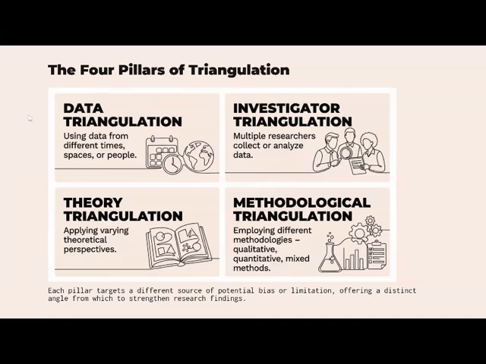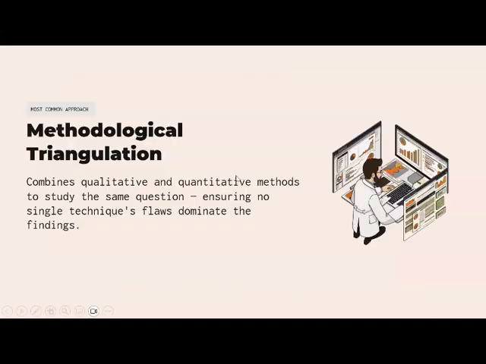Another one is theory triangulation. You have to apply various theoretical perspectives, bringing in the technology acceptance model, bringing in so many theories that have to do with feminism and all of that into your work. Another one is methodological triangulation. It might include employing different methodologies, like I've said: qualitative, quantitative, and mixed method. So all of this put together is what we refer to as the 4 pillars of triangulation.